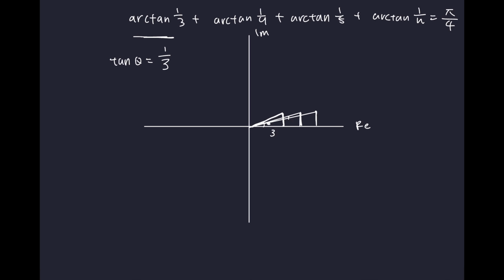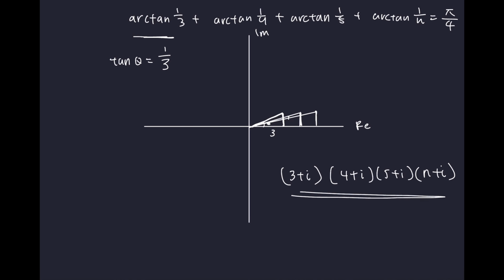So arctan 1/3, essentially that would just be 3 plus i, because we go 3 to the right on the real axis and then 1 in the imaginary axis. And then we would do the same for the rest. It should look something like this. So basically why we're multiplying them is because, as I mentioned earlier, when you multiply complex numbers together, you add the angles. And that is exactly what we're doing in this problem.